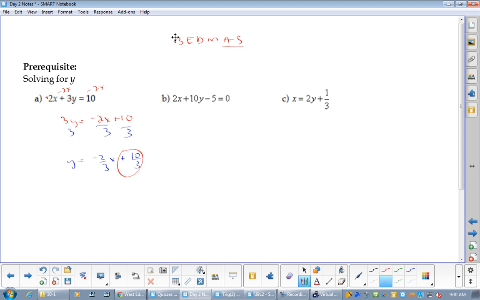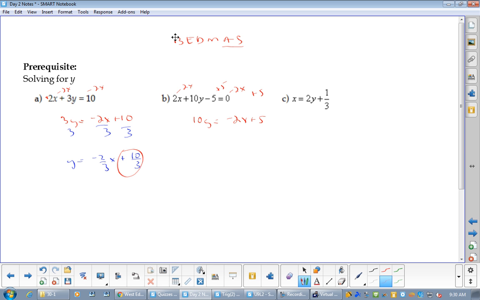Now b is a little bit more messed up because everything's on the left. But I still want the same goal: have the 2y's, 5y's, 20y's, get them by themselves. So we know to subtract 2x, and that'll get it on this side. We also need to get rid of that negative 5, so I will add 5 to both sides. And then you'll get 10y equals negative 2x plus 5.